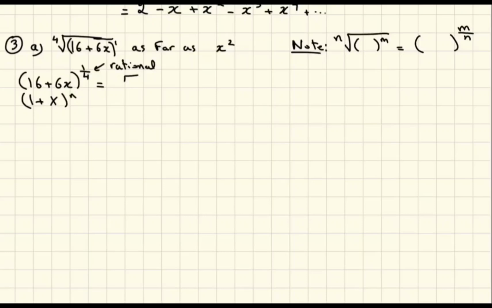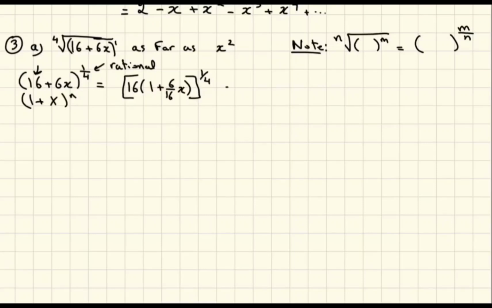How can I do this? You keep the exponent 1 over 4, and then I want the 16 to turn to 1, so I have to take 16 as a common factor. So whatever the number here is, you need to take it as a common factor always. So you take 16 as a common factor, then you do 16 divided by 16, it will be 1, plus 6x divided by 16, it will be 6 over 16 x.